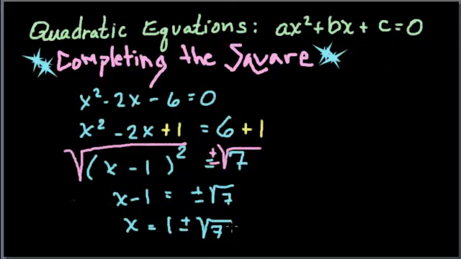I have the answer 1 plus the square root of 7, and also the answer 1 minus the square root of 7.